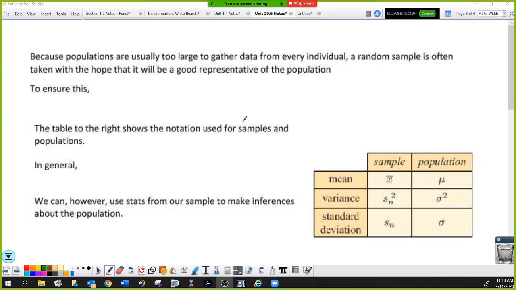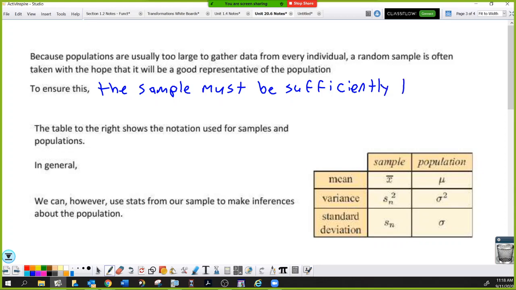So to ensure this, the sample must be sufficiently large. And the question is, what is sufficiently large? Well, the most trustworthy is 100 or more, but there are ways of getting around that. We won't learn them in this course, but I'm sure you will in college stats classes. The sample must be sufficiently large and taken in an unbiased way.